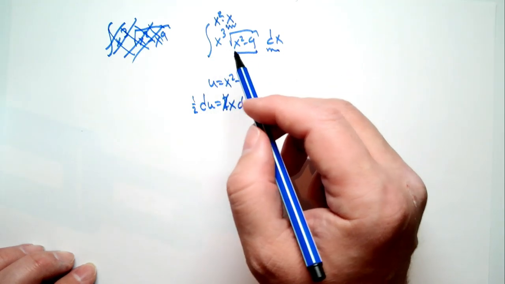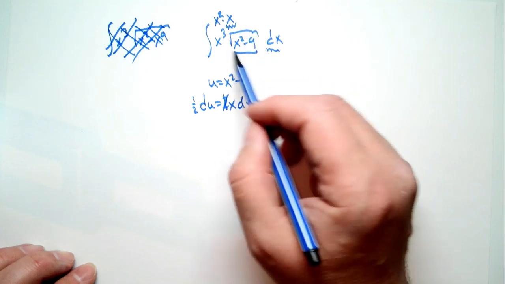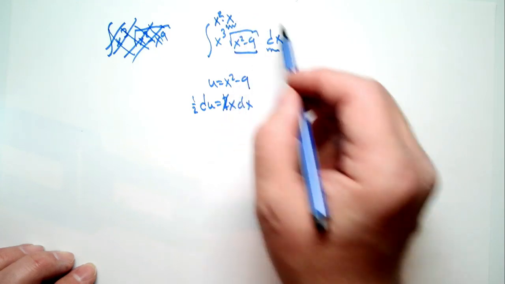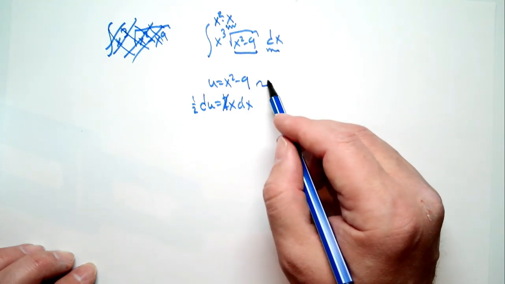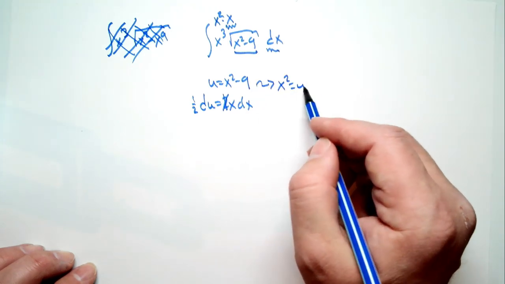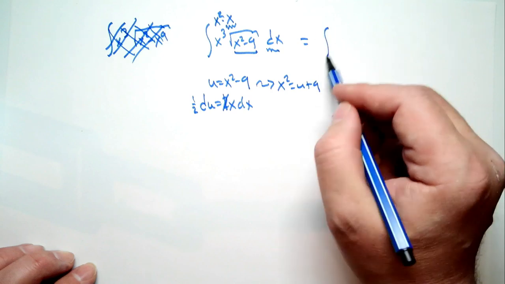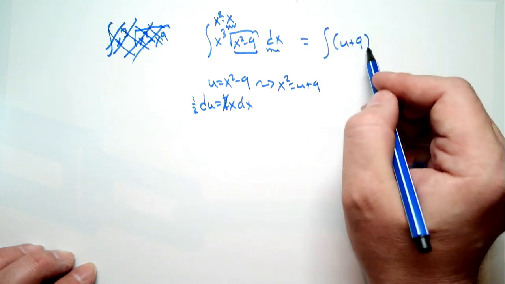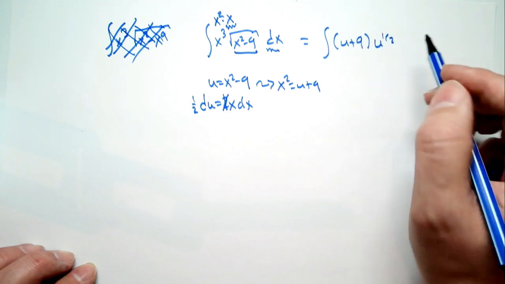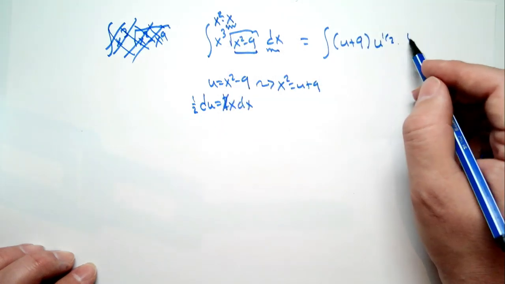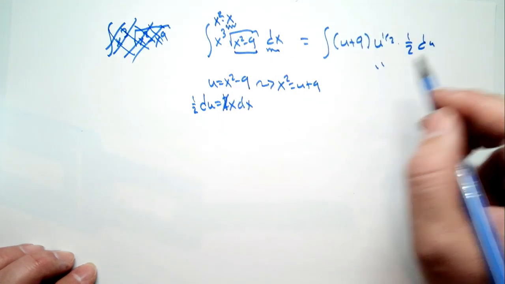Now I have the challenge. I can take care of the square root of x squared minus 9. I can take care of the x dx. What about the x squared? x squared equals u plus 9. So this becomes u plus 9 times the square root of u, which is u to the 1/2. And then x dx becomes 1/2 du. And then from here, life is good.